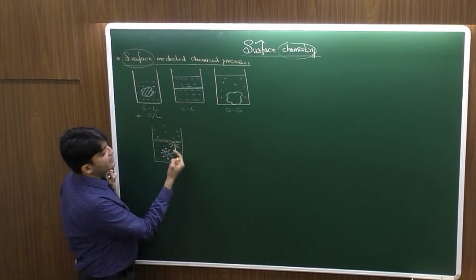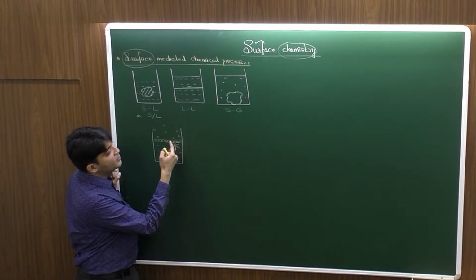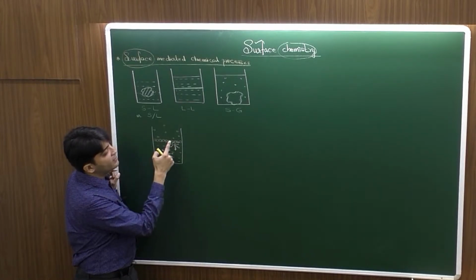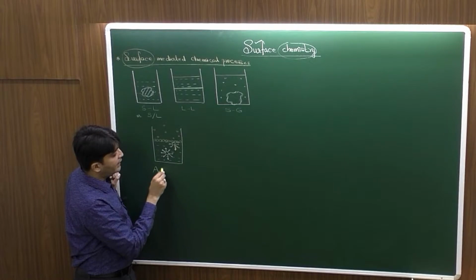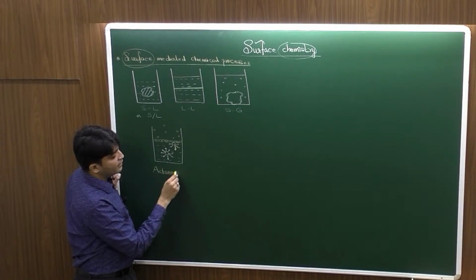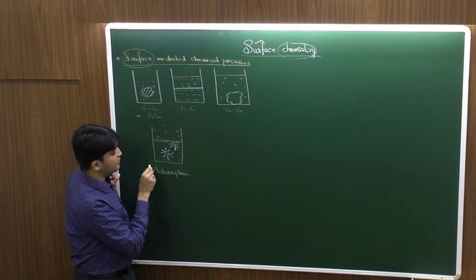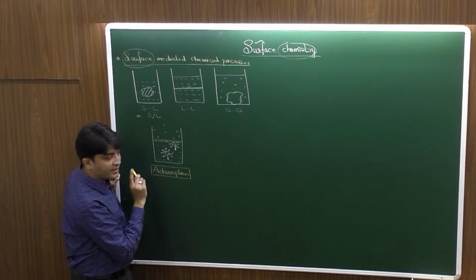And this process in which molecules of one substance accumulate on the surface of another substance is called adsorption. It's called adsorption. And this term I have discussed before.